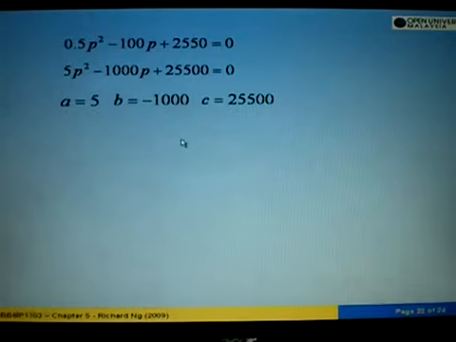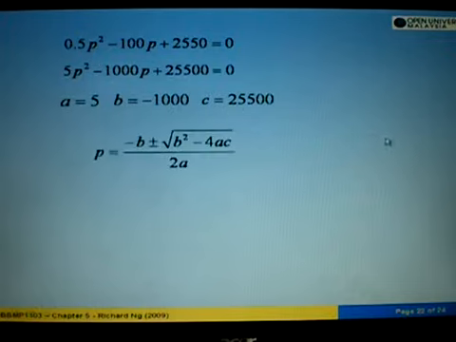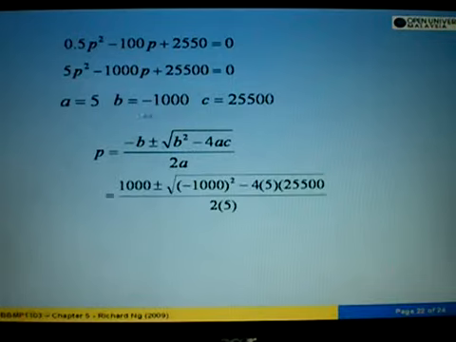So from here we compare with ax square plus bx plus c equals 0. So we will get a equals 5, b equals negative 1000, c equals 25,500. Okay, so using the formula negative b plus and minus square root of b square minus 4ac over 2a to find p. So substitute b with negative 1000 plus and minus square root of negative 1000 square minus 4 times a, where a is 5 and c is 25,500, over 2a, so a is 5.